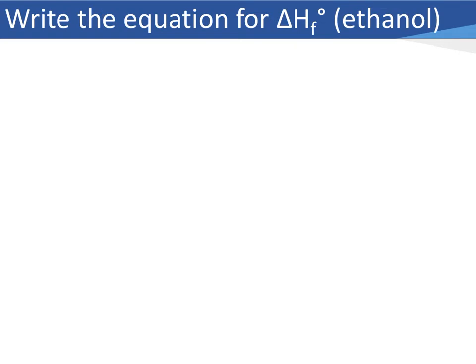Let's first start by coming up with an example of writing the equation for the delta H of formation for a compound, and in this case we're going to use ethanol. Ethanol is C2H5OH. It's not a gas. Standard state, it's probably going to be a liquid. C2H5OH as a liquid. See what we can come up with.